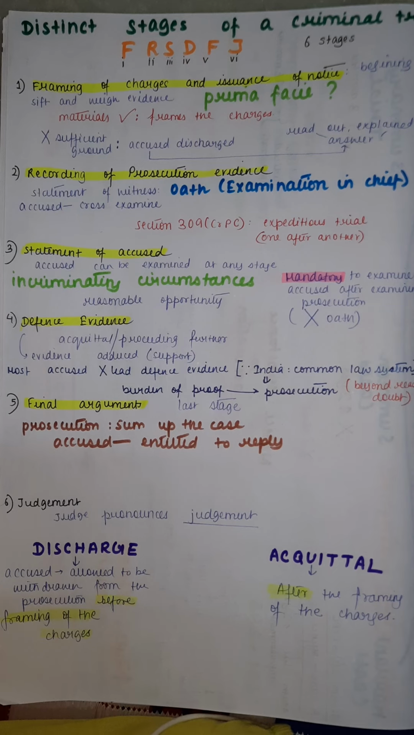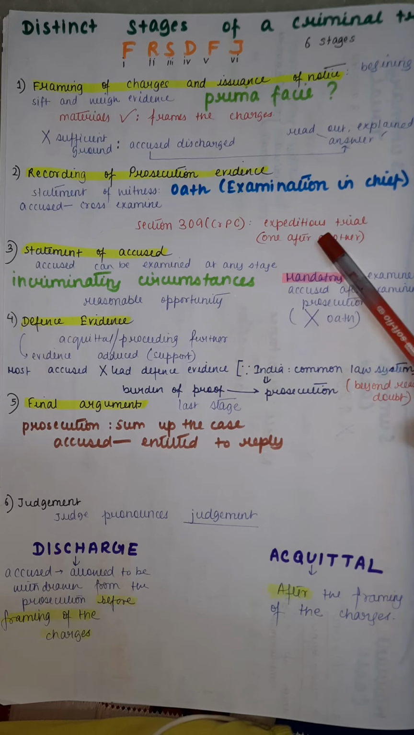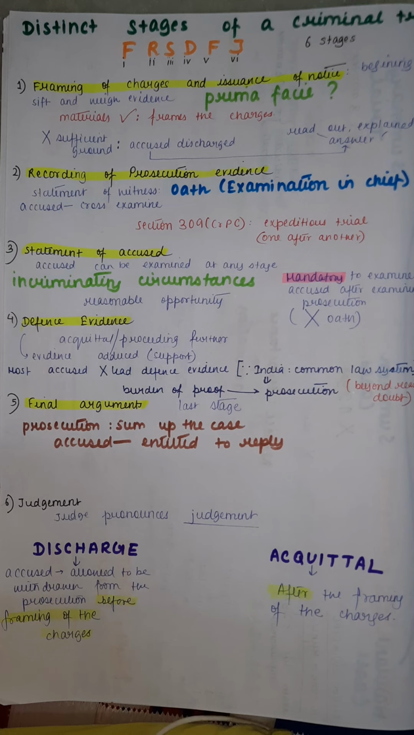The witnesses of the prosecution are also cross examined by the accused, the defendant's lawyer. And section 309 of CRPC states that in this stage there would be an expeditious trial. What do you mean by the term expeditious? It's speedy. One after the other, the witnesses are going to be examined. Now, do you know the reason why this happens? Because in certain grave offenses, sometimes the witnesses are tampered with, sometimes the witnesses are killed, or some other serious things happen. So once the examination of witnesses has started, one after the other, in an expeditious way, the entire trial will take place. That's it.